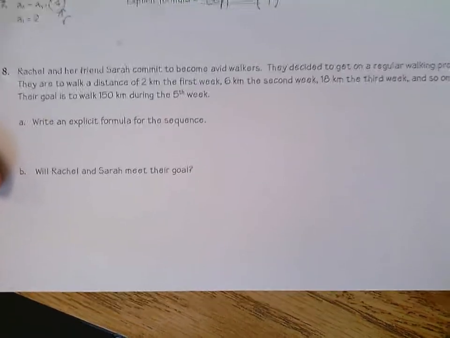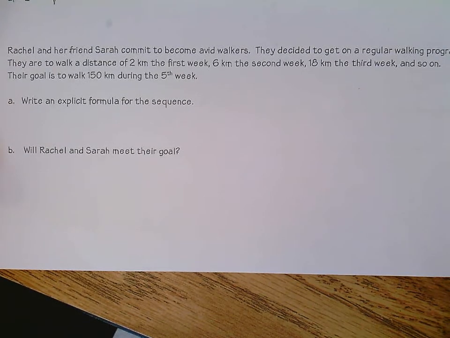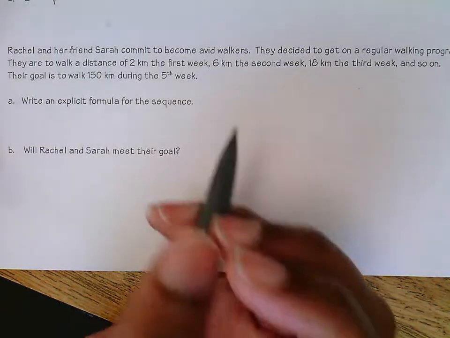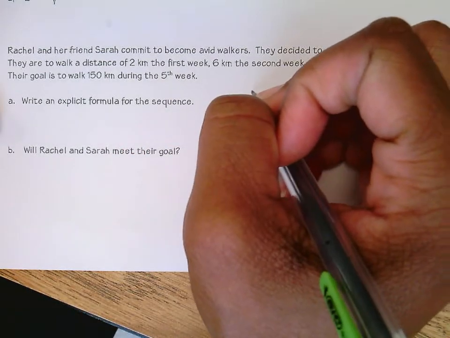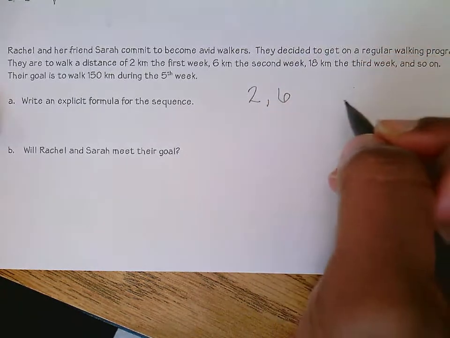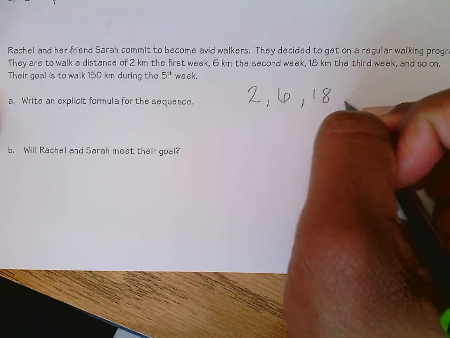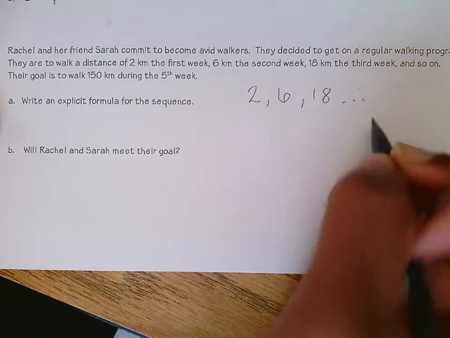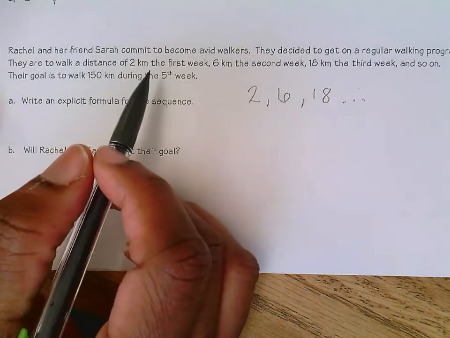So it says Rachel and her friend Sarah commit to become avid walkers. They decided to get a regular walking program. They are to walk a distance of 2 kilometers the first week. So they're going to do 2 kilometers the first week, 6 kilometers the second week, 18 kilometers the third week, and so on. So put dot, dot, dot, meaning so on. Their goal is to walk 150 kilometers during the 5th week. So the 5th week, they want to walk 150.